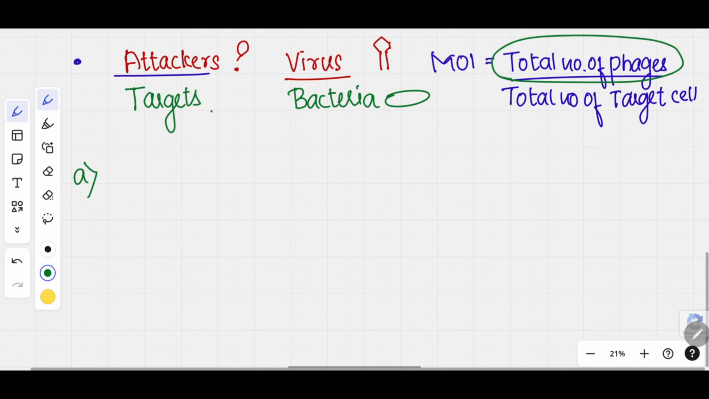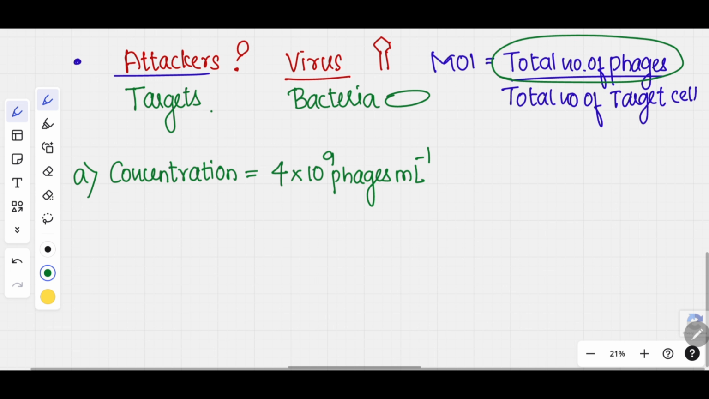We want this, so find it out. First, what have they given us? They have given us the concentration of these phages. What is the concentration? 4 into 10 to the power of 9 phages are present in 1 ml, so it is per milliliter. How much volume have they added? Only 0.1 ml of this they have taken and added to the E. coli cells.